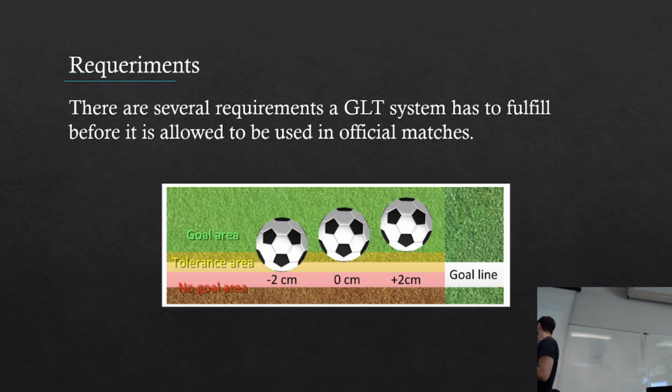In this picture, you can see a tolerance area for a goal. Here in the red area, we have no goal because the ball is less than 2 centimeters from the line. In yellow, we can see the tolerance area, and beyond that you can see the goal area in green.